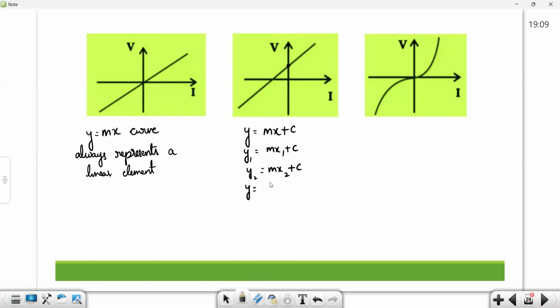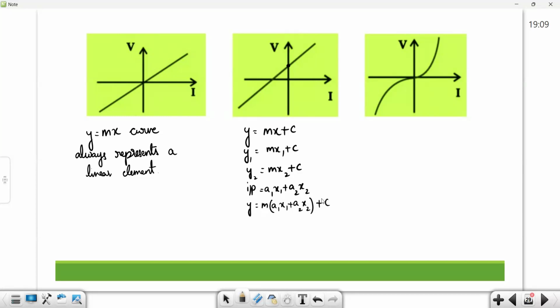Overall y will be equal to the output for the input. What is the input? Input is equal to a1 x1 plus a2 x2. Now output, what should be there? Output is m into this input. x is the input here, so whatever input is there, you write in that place of x: m into a1 x1 plus a2 x2, plus c as it is.